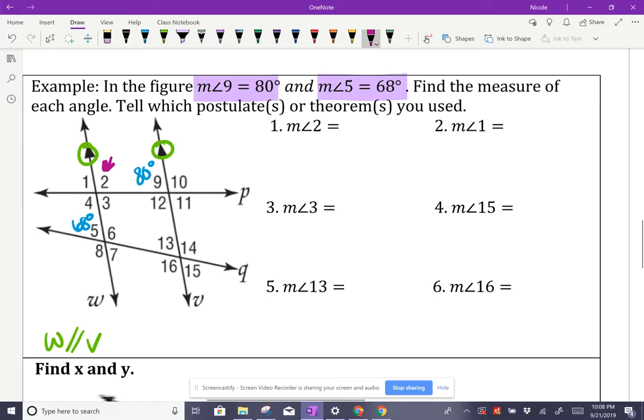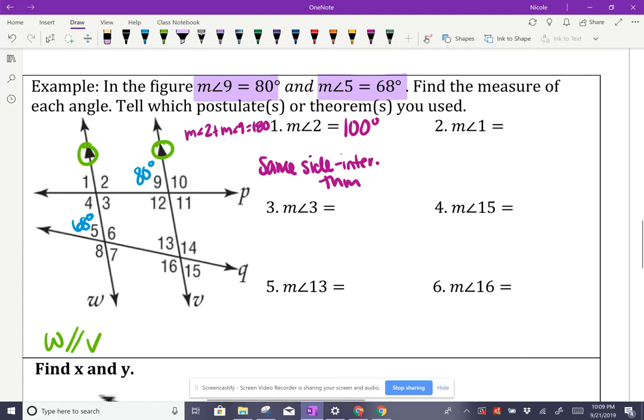And let's see, we know it can have a relationship with angle 9. Those are same side interior angles. So by the same side interior theorem, that tells me that they are, what everybody? Supplementary. So I know that the measure of angle 2 plus the measure of angle 9 equals 180. So if I know 9 is 80, we can, through algebra, plug that 80 in and realize that the measure of angle 2 is 100 degrees.